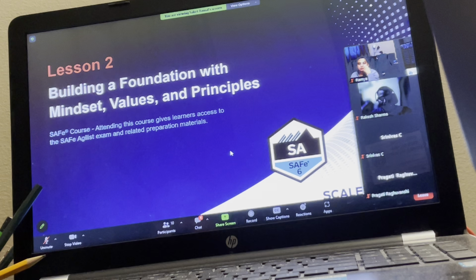So after knowing the high level understanding of SAFE, what is SAFE and how it enables business agility, here we are focusing on the understanding of the foundation of SAFE. So I would say the framework, for example, we use the word PI planning. So PI planning is a meeting.